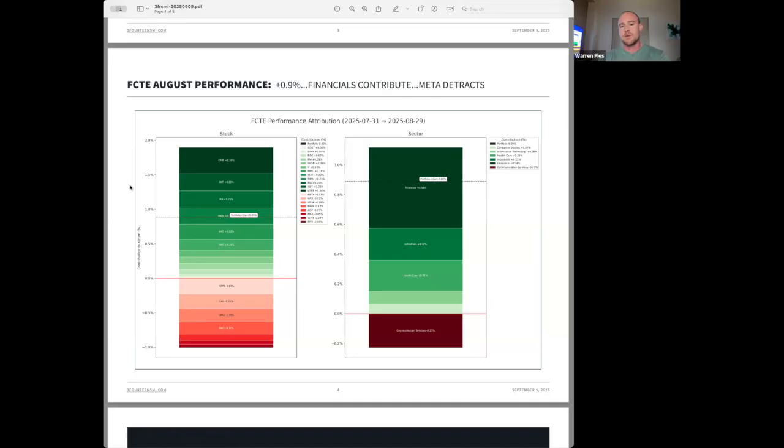Like I said, we're off to a good start with both the funds for the month of September. Fernando, do you have anything to add? No, I think that's a good place to wrap up.